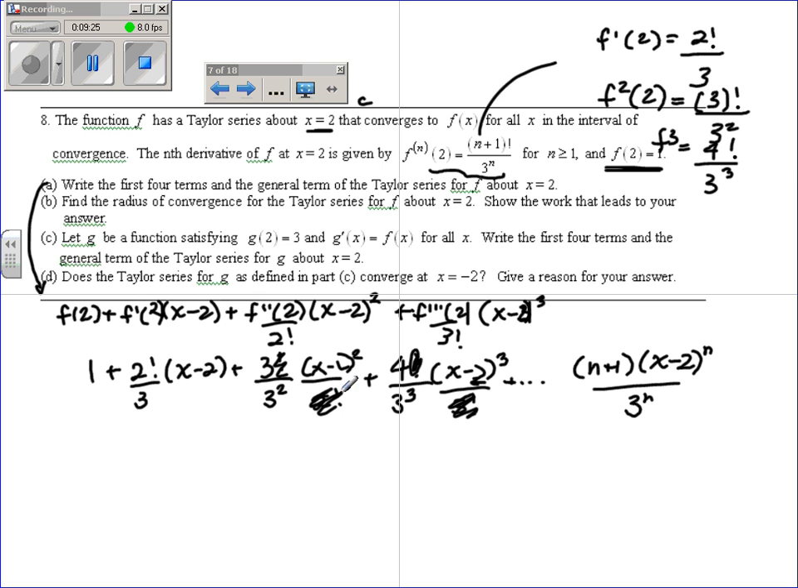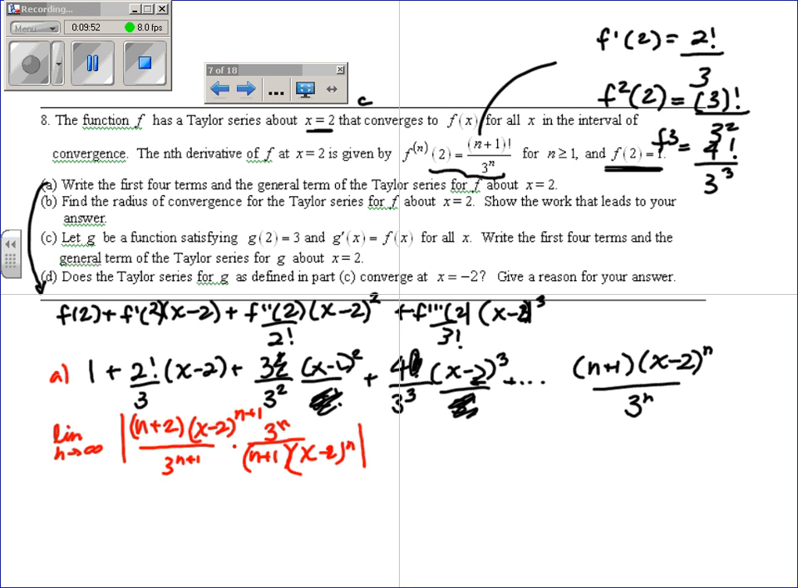Okay, so the radius of convergence, that's when you take the limit as n goes to infinity of the n plus 1 term, so add 1, and then put the reciprocal. And so you're left with x minus 2 over 3, and the limit of n plus 2 over n plus 1 will be 1. So we have this, so the absolute value of x minus 2 must be less than 3, so our radius is equal to 3.